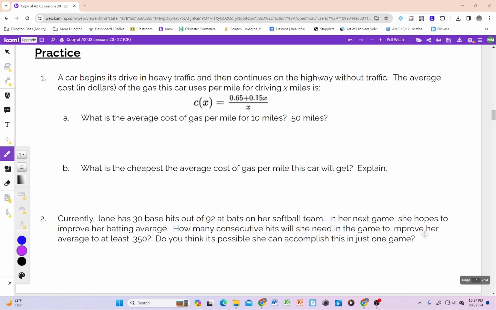So what is the average cost per mile for 10 miles, for 50 miles? Oh, easy, just plug them in, right? Okay. Don't forget, guys, that what you could always do is pause it here, try the question out, and then see how you did in a second. Maybe you could try that.